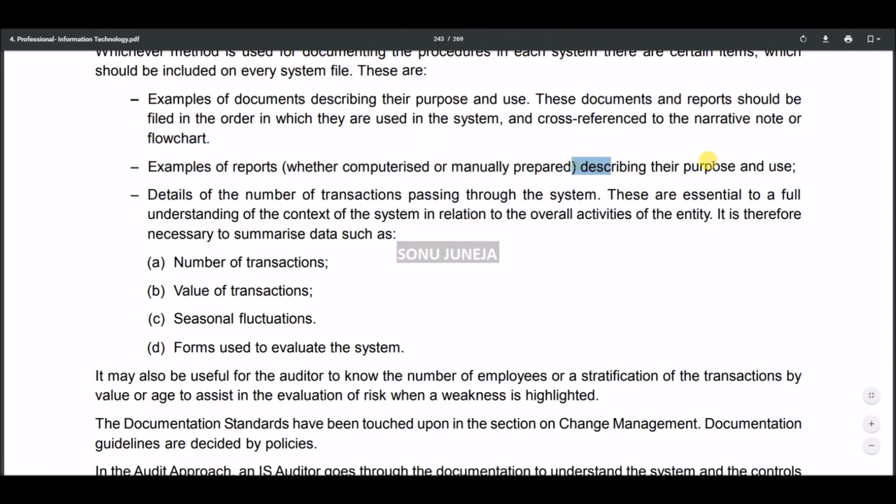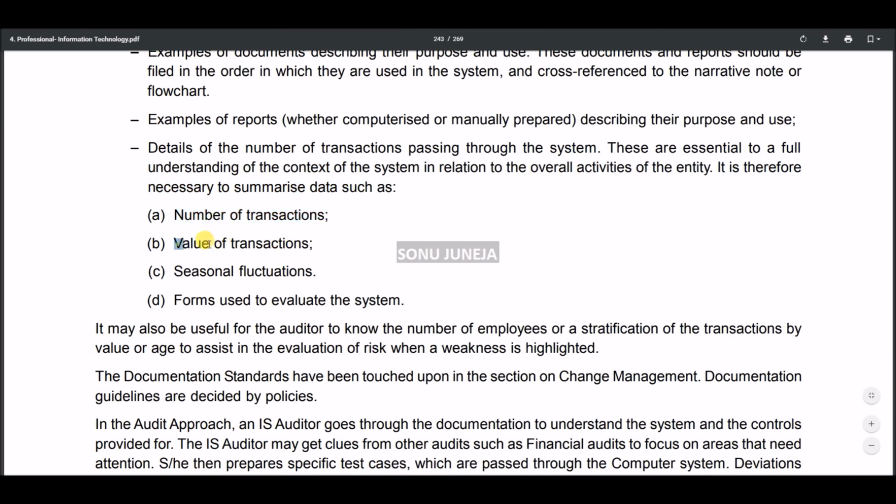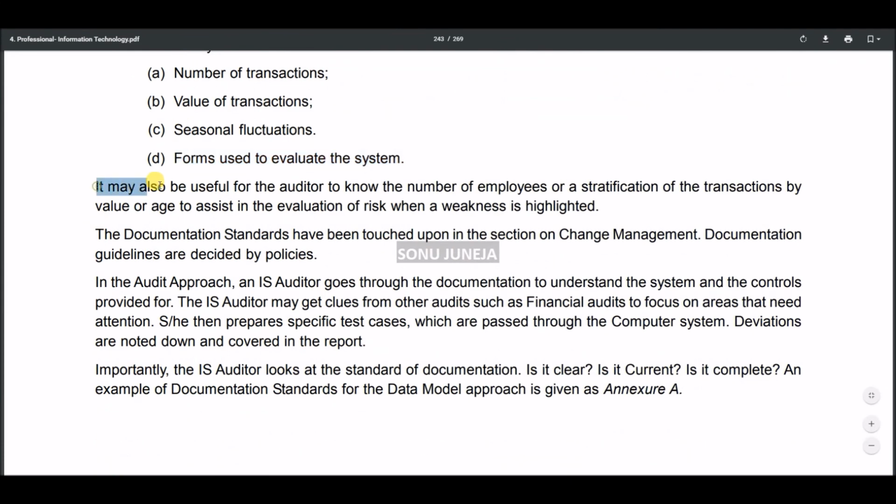Examples of reports describing their purpose and use, whether computerized or manually prepared, detail the number of transactions passing through the system. These are essential to a full understanding of the context of the system in relation to the overall activities of the entity. It is therefore necessary to summarize data such as number of transactions, value of transactions, seasonal fluctuations, used to evaluate the system. It may also be useful for the auditor to know the number of employees or a stratification of the transactions by value or age to assist the evaluation of risk when weakness is highlighted.